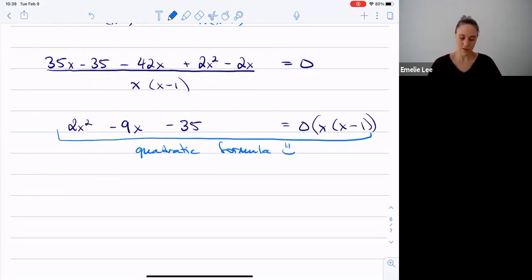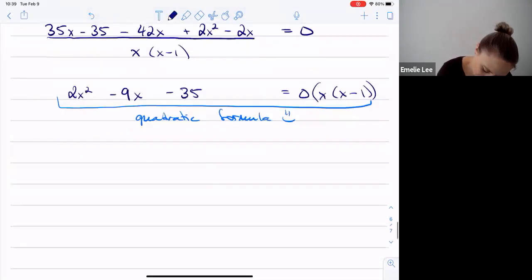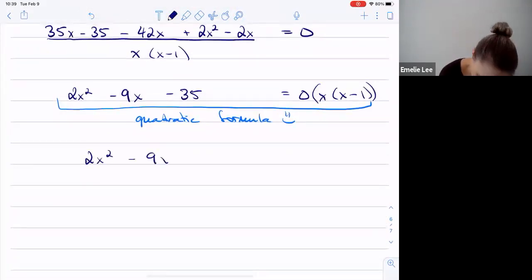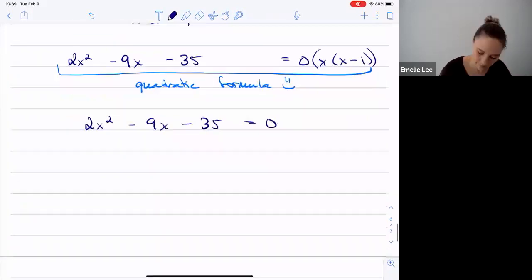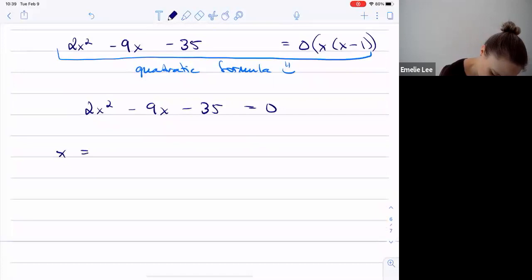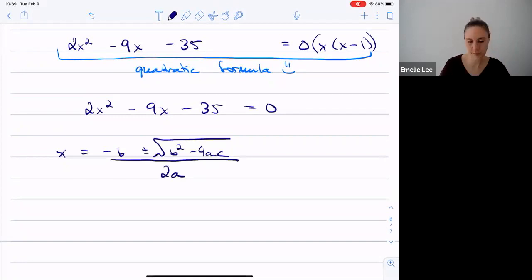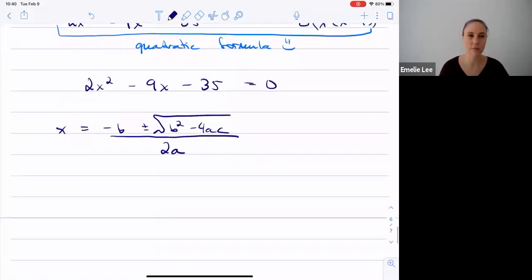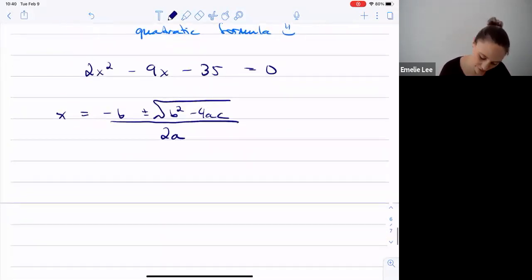All right. So I have 2x squared minus 9x minus 35 is equal to 0. X is going to be negative b plus minus the square root of b squared minus 4ac over 2a. And we're not factoring here, we're just finding the solutions. So we just need to solve for x. We don't need to move stuff around after, like we did when we were factoring.